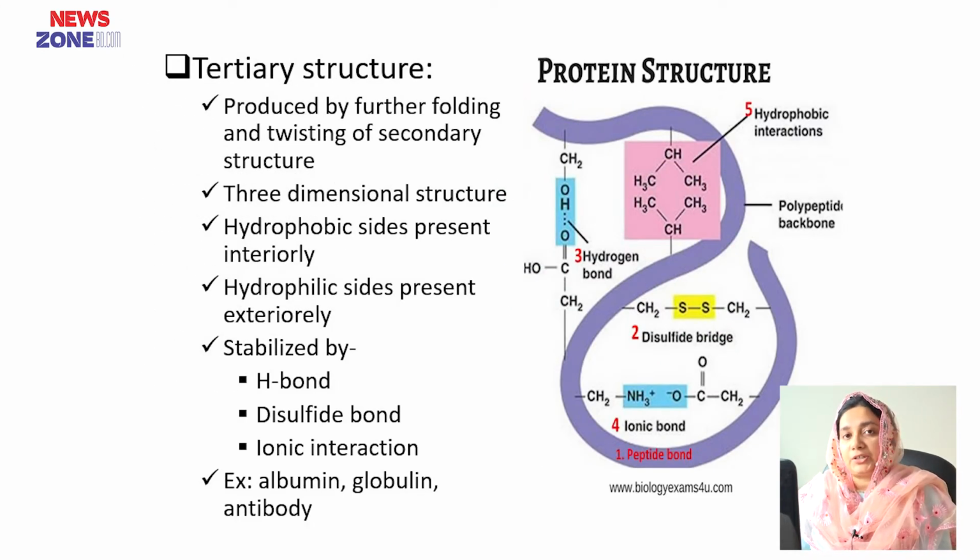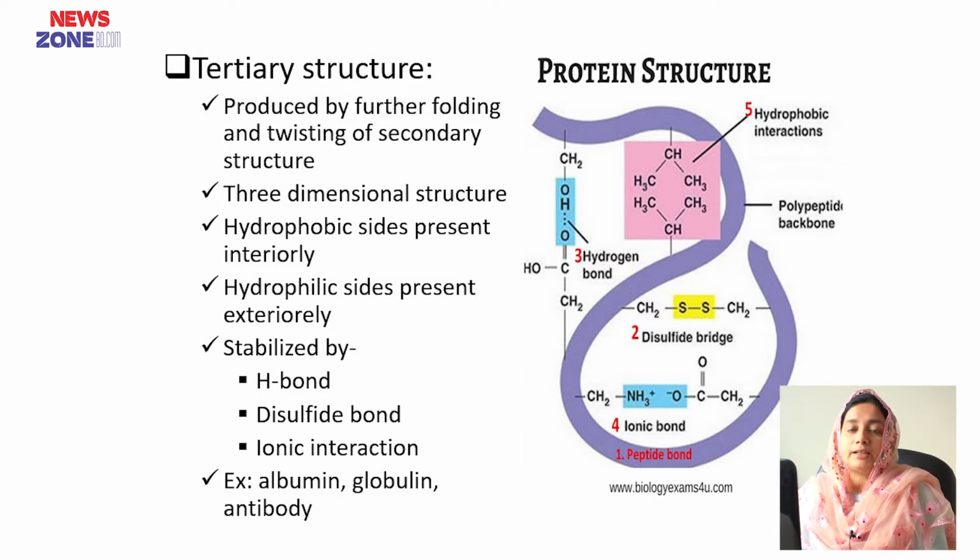Then tertiary structure. When the secondary structure is more folded, it forms the tertiary structure. So, it is produced by further folding and twisting of the secondary structure. It is a three-dimensional structure. That means the secondary structure is further folded or tangled to form the tertiary structure. As it is the more folded, more tangled form, there are two sides, hydrophobic sides and hydrophilic sides.